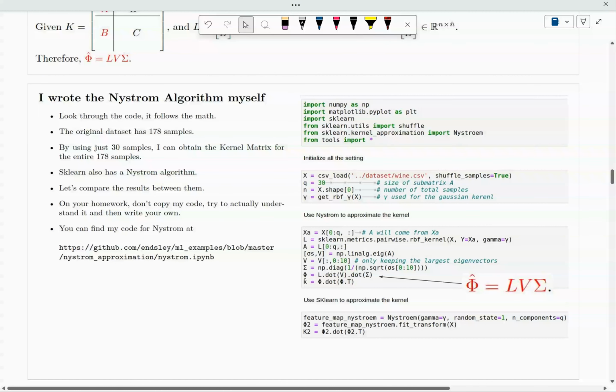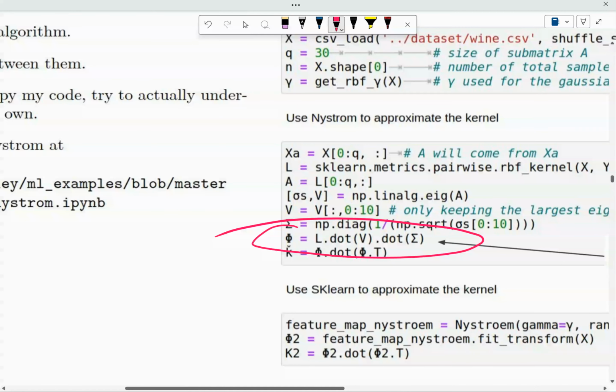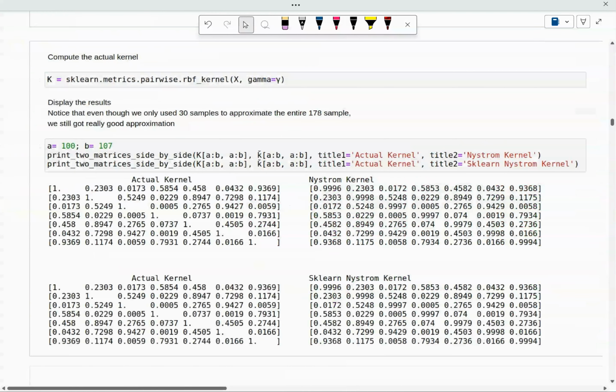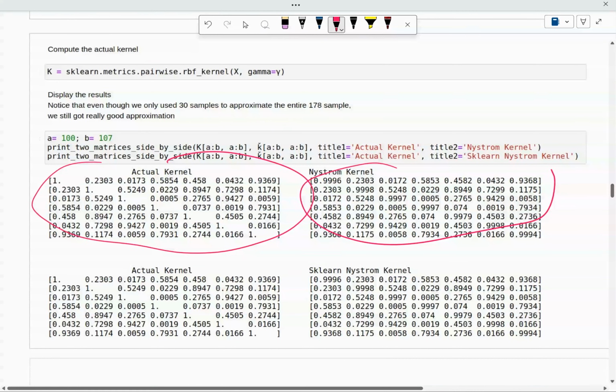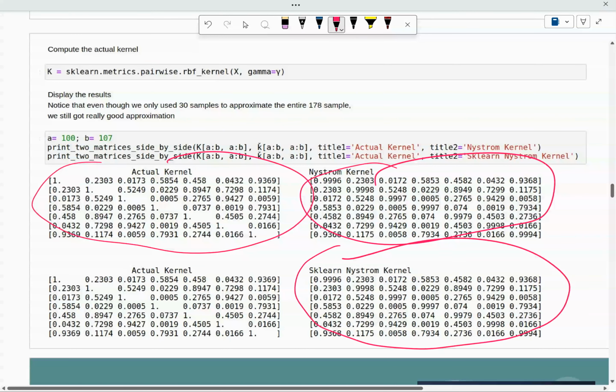And now I wrote the code for you guys as well. Notice how this is essentially the phi matrix we talked about. And you can see that it does a pretty good job of approximating it. Okay, so that concludes part 2. Next, we're going to talk more about Nystrom in part 3.